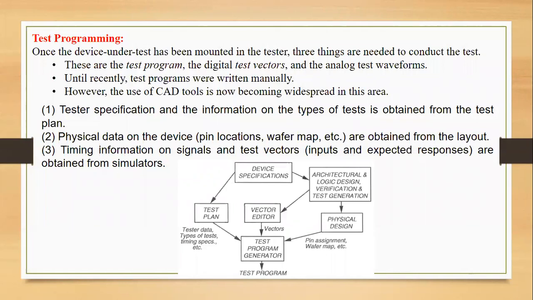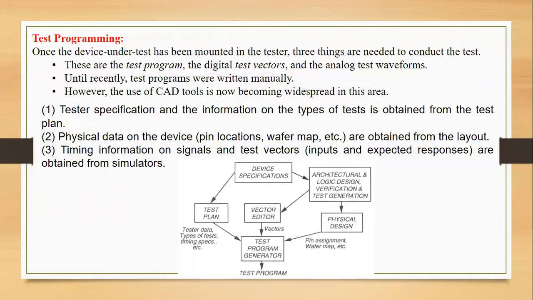Physical data on the devices, pin locations, wafer map, etc. are obtained from the layout itself. So physical data on the device means how many pins are required to place the device, and what the connectivity is. The wafer map and all these things can be designed based on the layout itself. Timing information on the signals and the test vectors, input and expected responses are obtained from the simulator. So the operating speed or timing limit, the input and output responses, all that can be represented through the simulator itself.